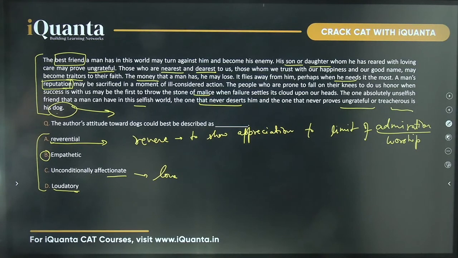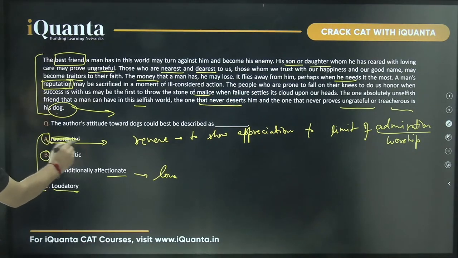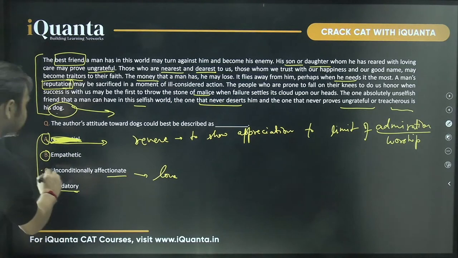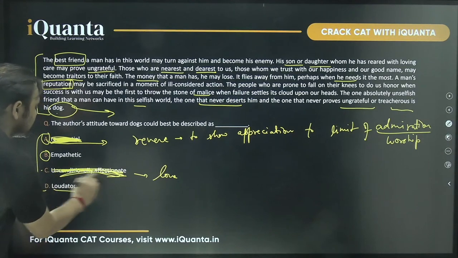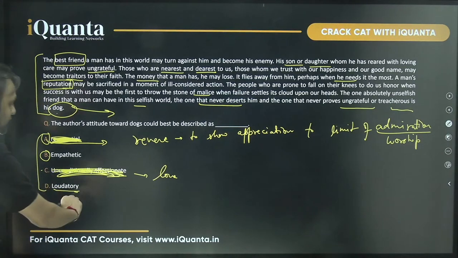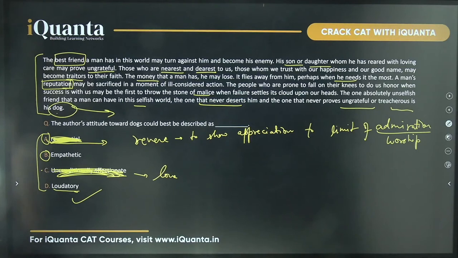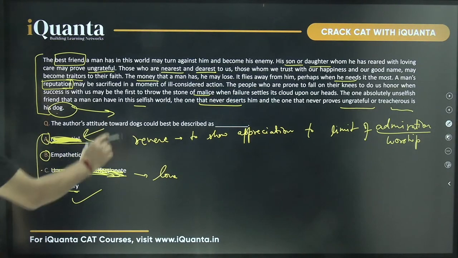So that's why A is the best choice out of the given alternatives. Had it not been there, if this word is not there, and you want to go with C, definitely you can go with C. Had this not been there, and you want to go with D, definitely you can go with D. But as long as this referential is present, this is the best choice.